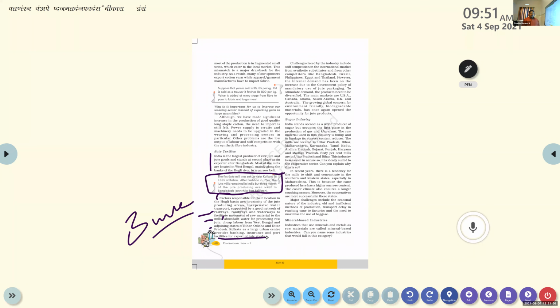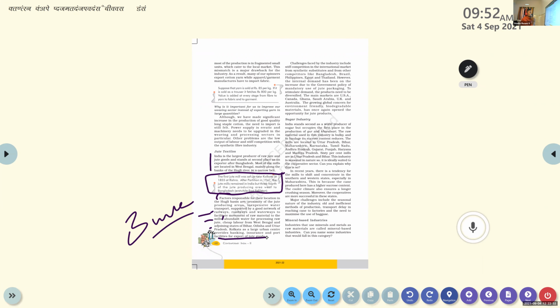Kolkata, as a large urban center, provides banking, insurance, and port facilities for export of jute goods. So the Hooghly River and West Bengal are basically connected with the city of Kolkata. Kolkata is a large city providing lots of facilities like banking and insurance. So the jute producers can make use of this banking facility and insurance facility. Not only that, huge ports are also there in Calcutta. They can use this port facility to export the jute goods to other countries. Okay, clear?